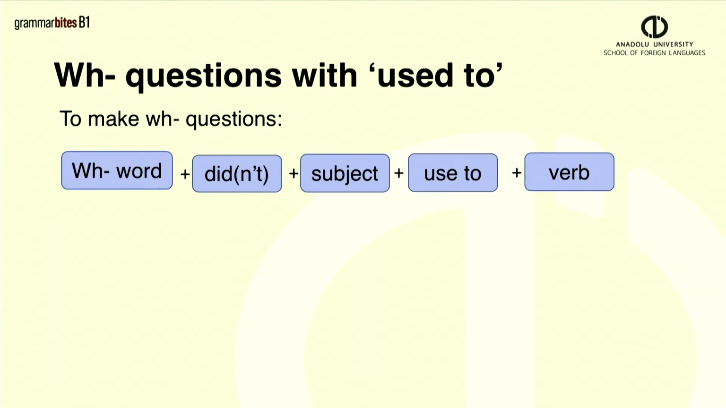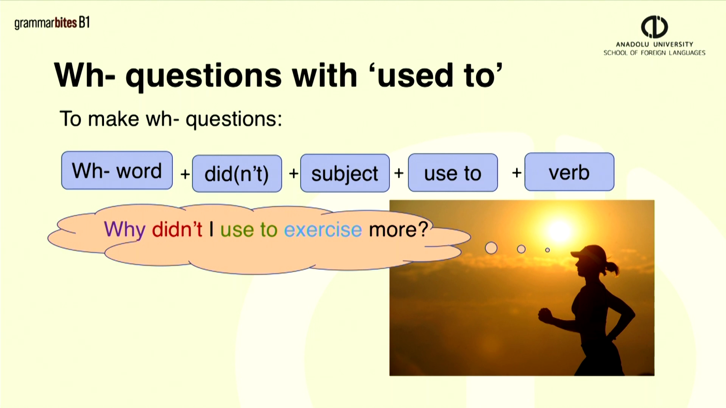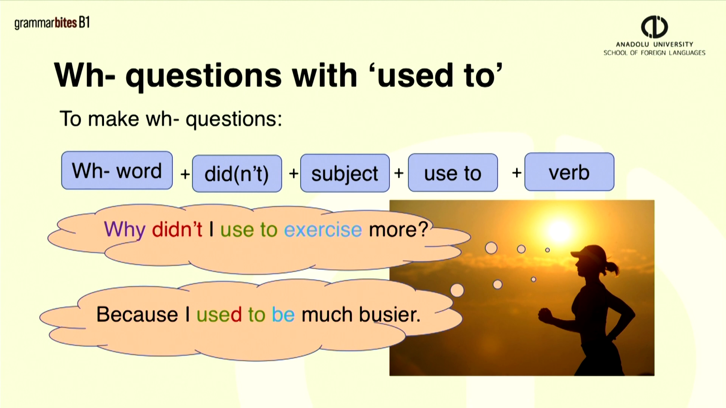To make WH questions, we begin with a WH word. For example, why didn't I used to exercise more? Because I used to be much busier.